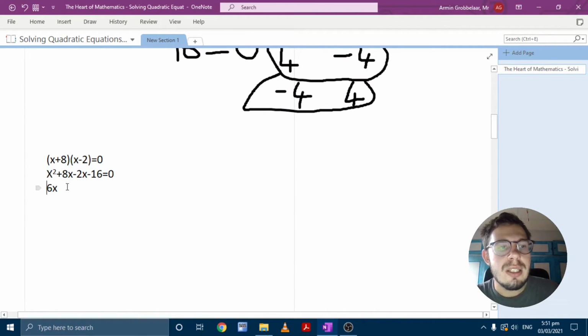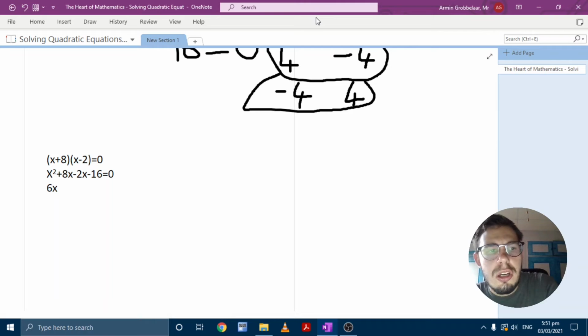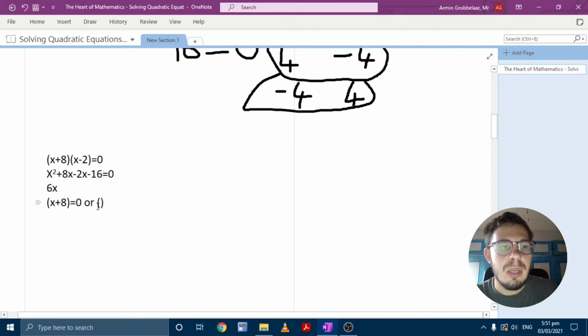So now I must set each term equal to 0. So now I say it is x plus 8 is equal to 0, or, it's not and, it's or, because they can't both be true at the same time. It's x plus 8 equal to 0, or it's x minus 2 equal to 0. If I have one number for x, both of these equations can't be true at the same time.